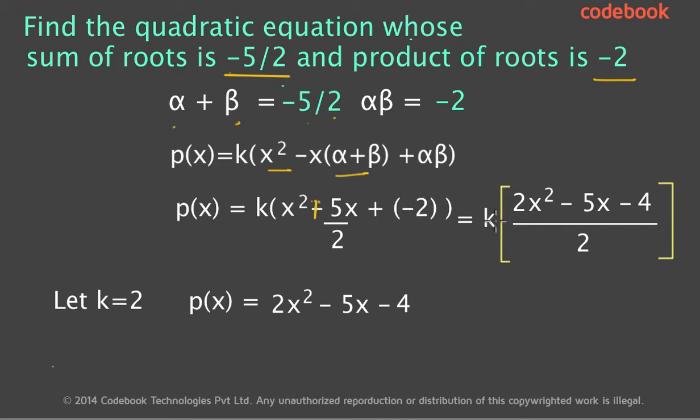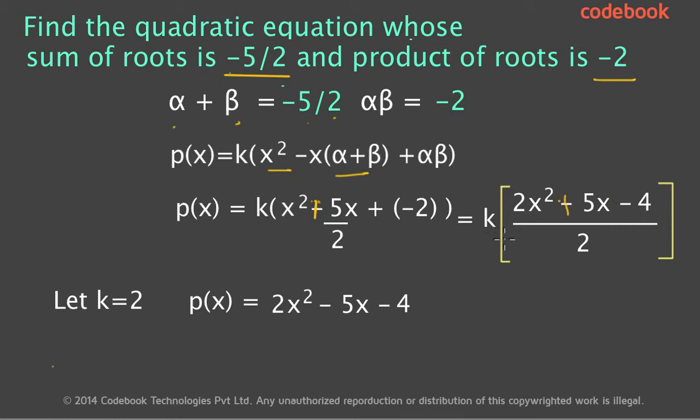Which is nothing but k of, if you take the LCM and do the math, 2x square plus 5x minus 2 times 2, which is minus 4, whole divided by 2. And this is k over here. So in order to find the quadratic equation, we can substitute any value for k, and the resultant would be the quadratic equation whose sum of roots is equal to minus 5 by 2 and product is minus 2.